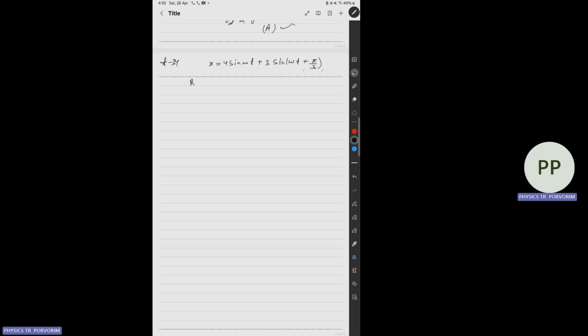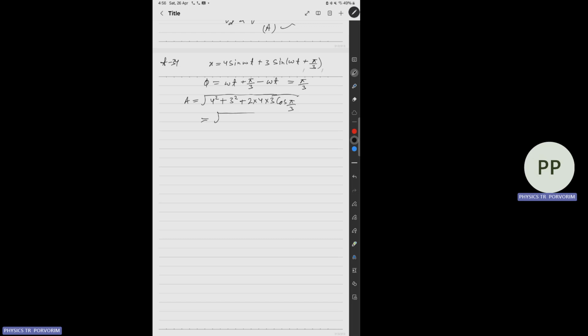So the amplitude when both are sine functions: the phase difference between both will be (ωt + π/3) minus ωt, so the phase difference will be π/3 here. The amplitude of the resultant is given by the square root of 4² + 3² + 2 × 4 × 3 cos(π/3). And cos π/3 means cos 60, that is 1/2.